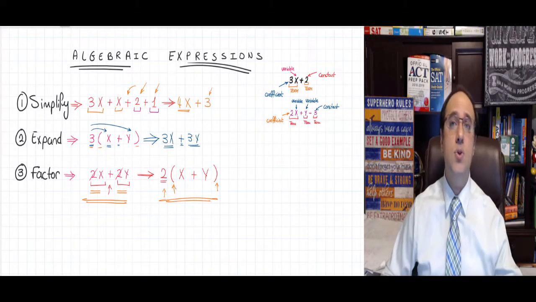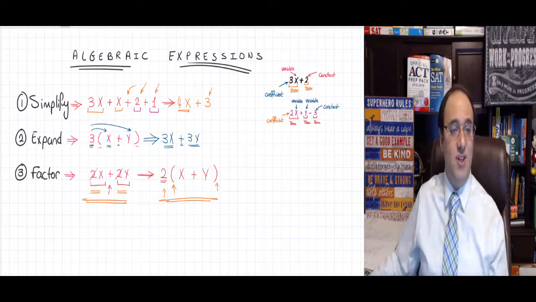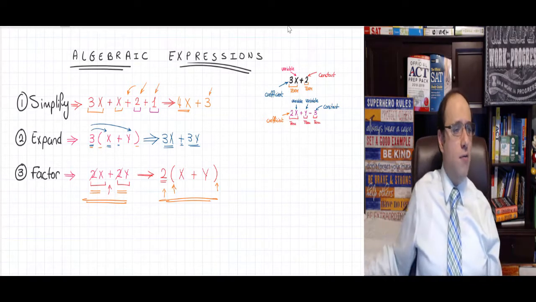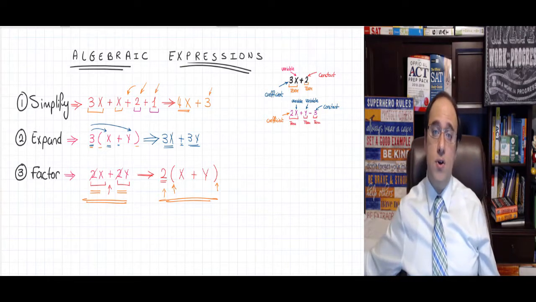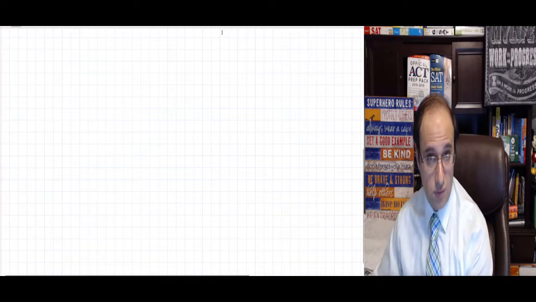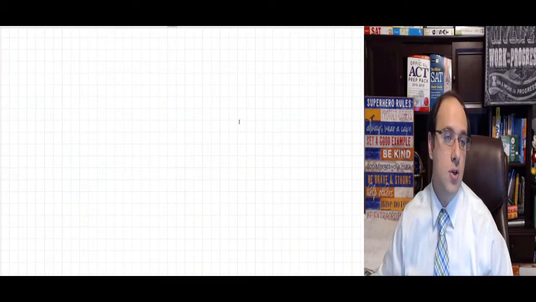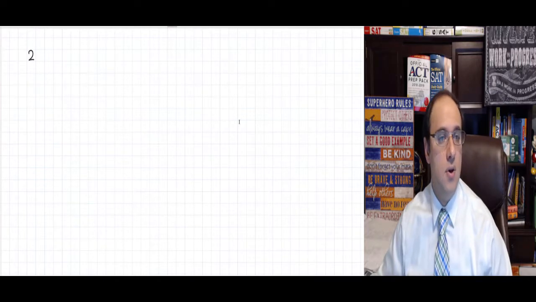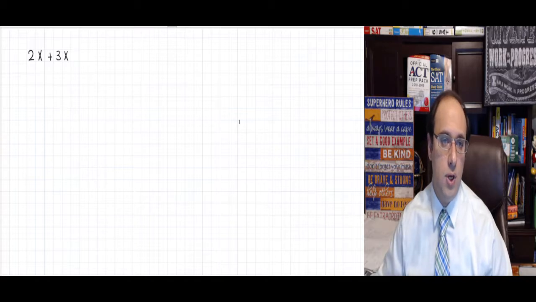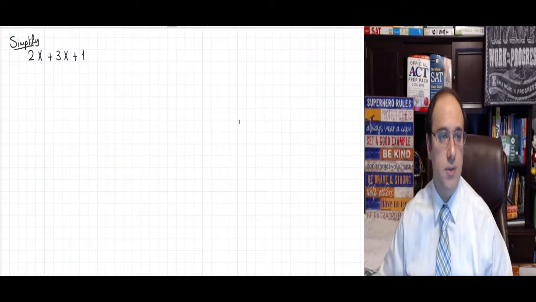We'll take easy examples and we'll take harder examples. Okay, ready? Okay, let's do this. So, first let me give you an example right here for simplifying. And here is an easy question, okay? Easy question. Let's say we have 2x plus 3x plus 1. And I want you to simplify this for me, please.